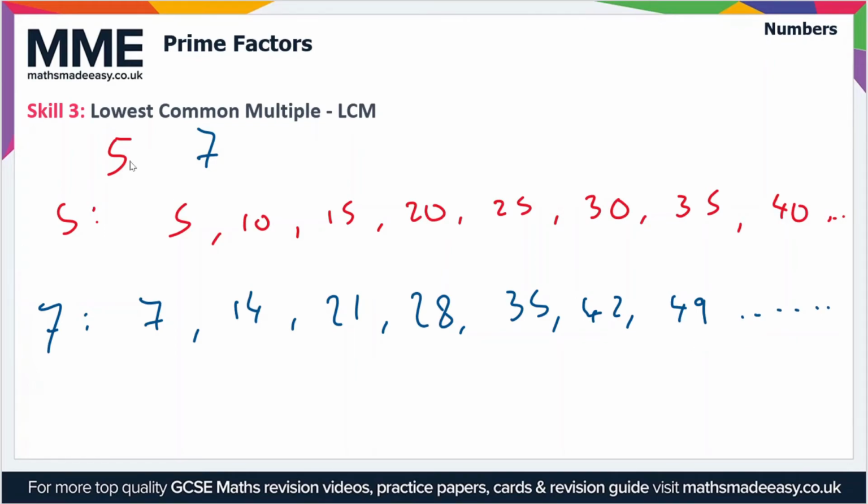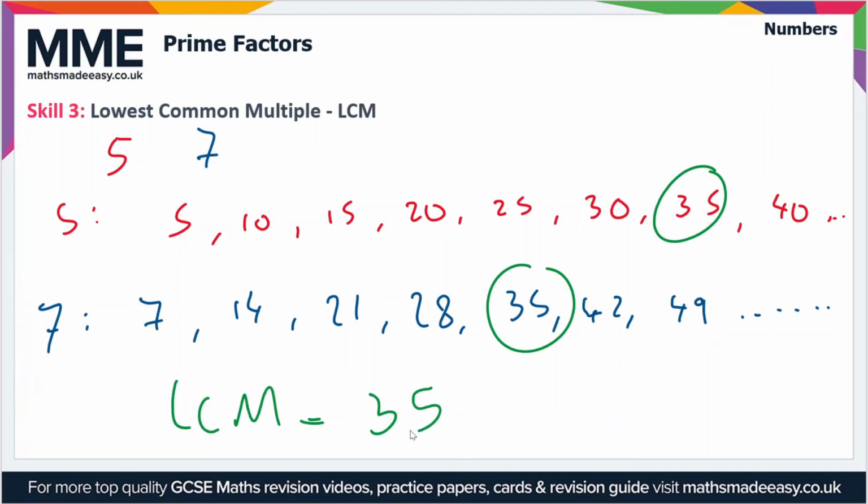But if you look at both lists, what we're looking for here is the number that appears in both lists, and that's the smallest number that appears in both lists. We have a 35 in both. So in this case, 5 times 7 is 35, or 7 times 5 is 35. So the lowest common multiple is 35.